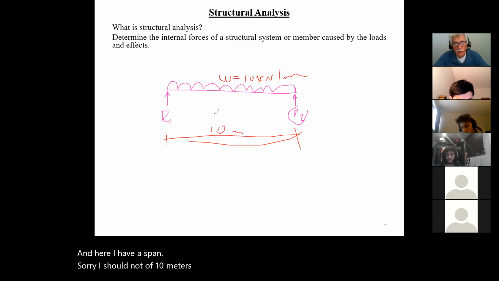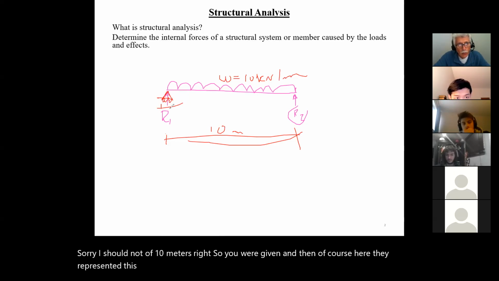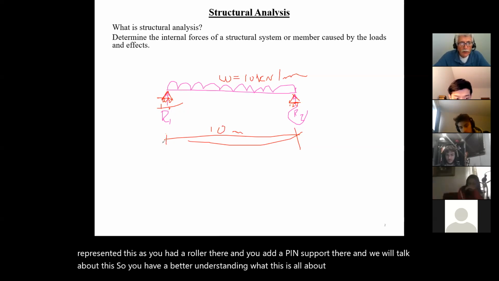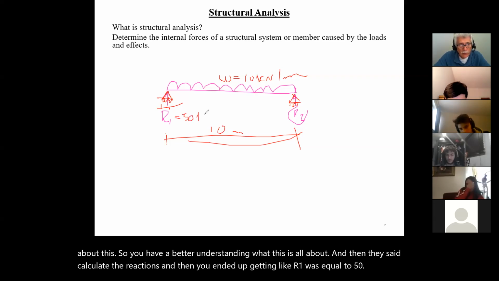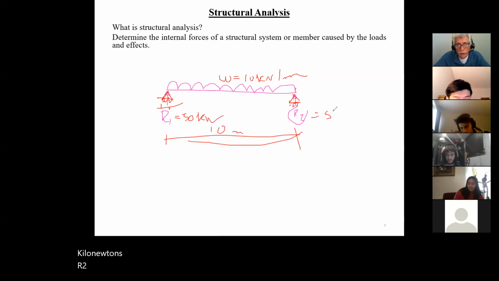So you were given, and then of course here they represented this as you had a roller there and you had a pin support there, and we'll talk about this so you have a better understanding what this is all about. And then they said, well, calculate the reactions, and then you ended up getting like R1 was equal to 50 kilonewtons, R2 is equal to 50 kilonewtons, okay?